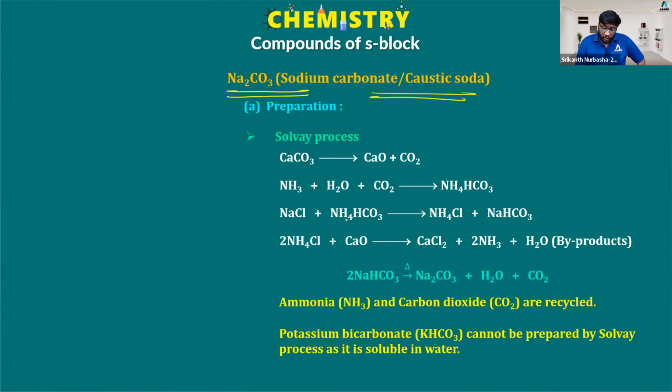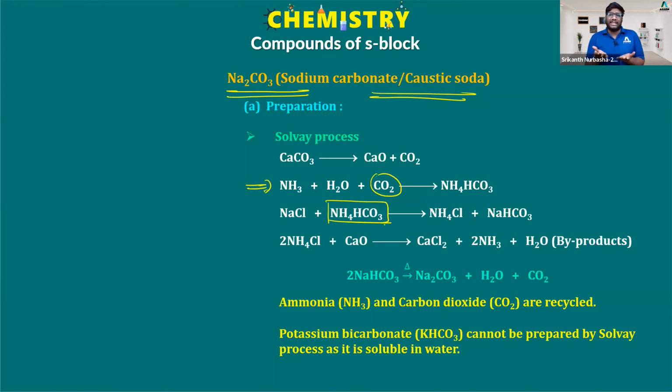Ammonium hydrogen carbonate is treated with NaCl to form NH4Cl and NaHCO3. The ammonium hydrogen carbonate is obtained by the reaction of ammonia with water and carbon dioxide. This carbon dioxide is obtained by heating CaCO3. And the crystals of NaHCO3 are heated to produce Na2CO3. Understand what we are trying to say.